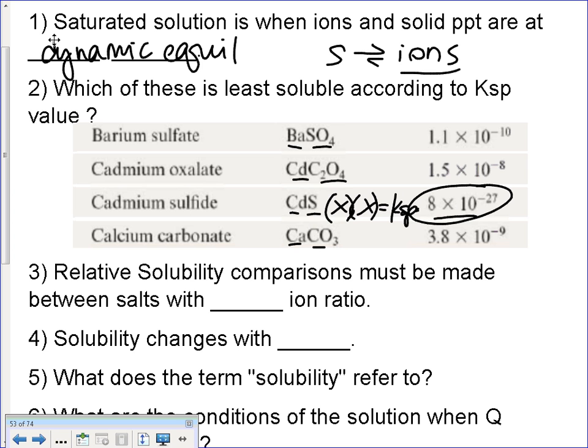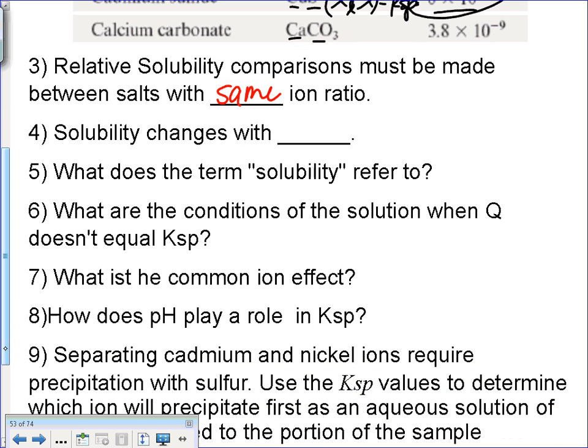Okay, so we already answered this one. Relative solubility comparison must be with the same ion-to-ion ratio. Thank you, Clayton. Solubility changes with a couple of things. Give me 2 factors. Temperature and pH. Good. We're going to talk about the pH one more specifically.